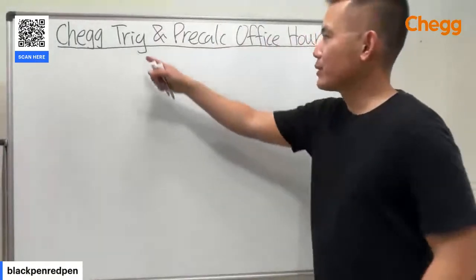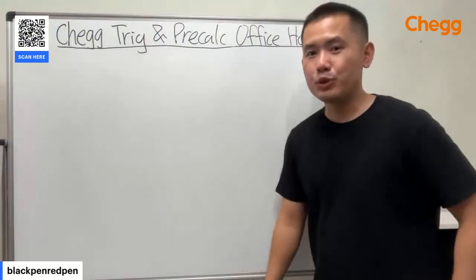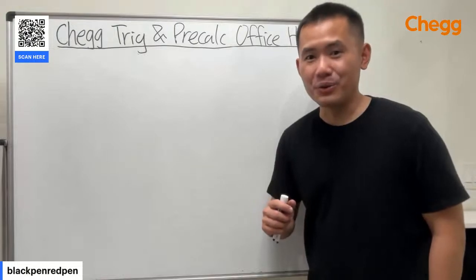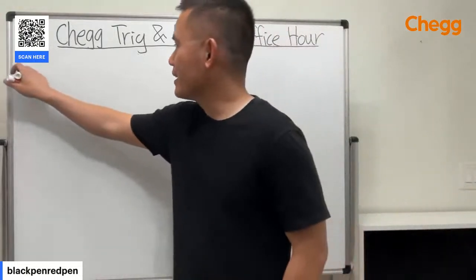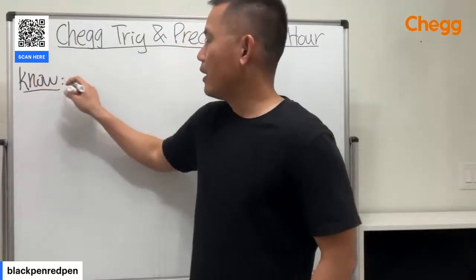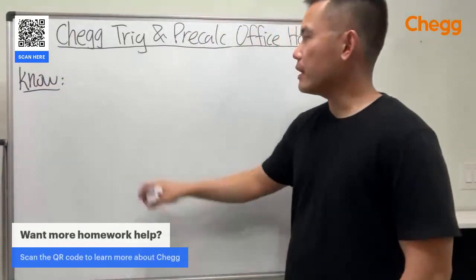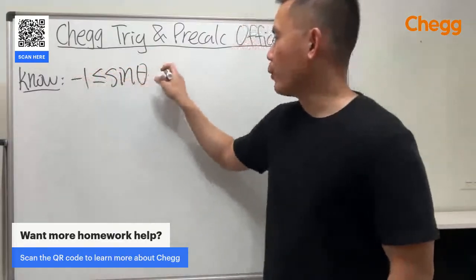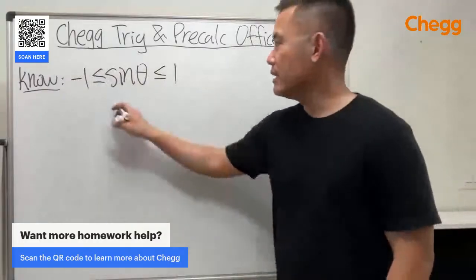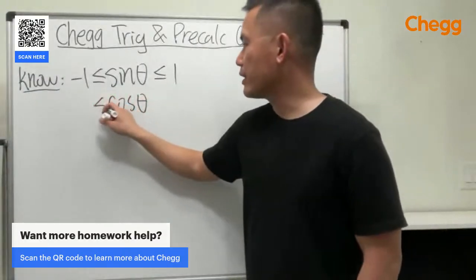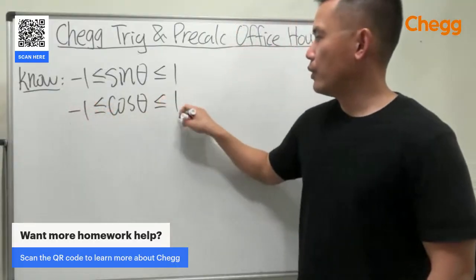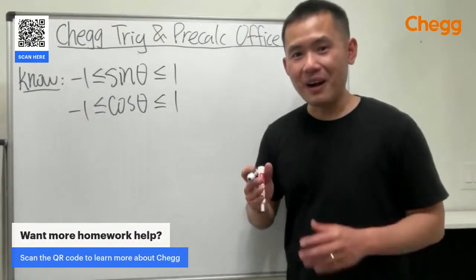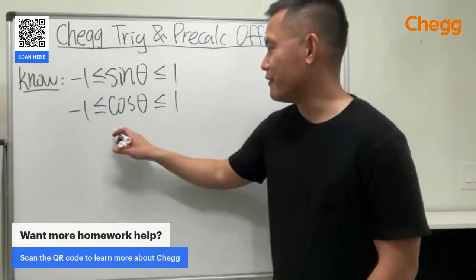Now, let's do the trigonometry ones. Mainly, you just have to know sine and cosine, and that's pretty much it. So for trig, these right here are the ones that you should know. Sine theta is always in between -1 and 1. And cosine theta will always be in between -1 and 1.